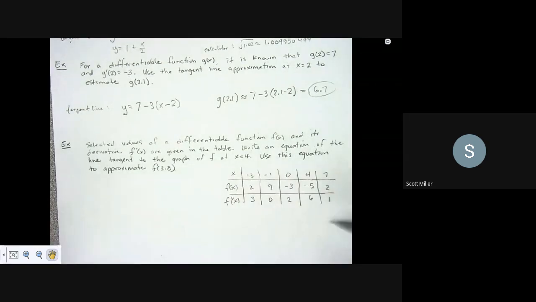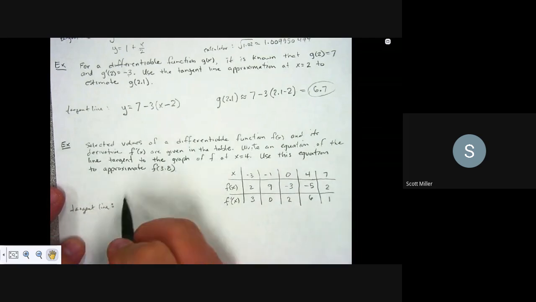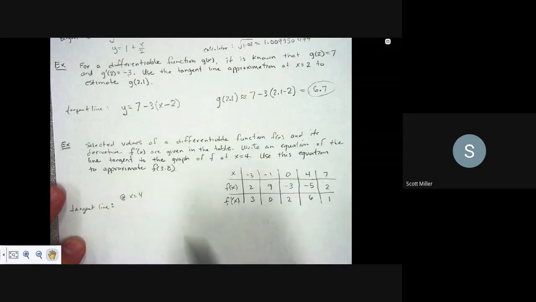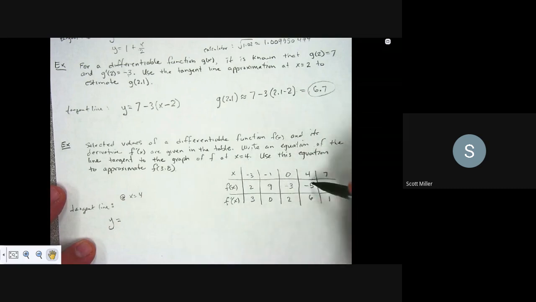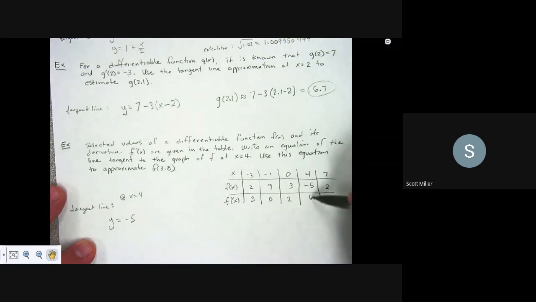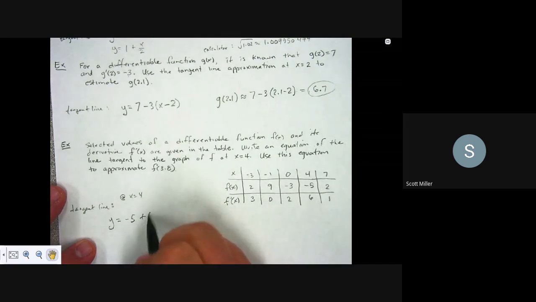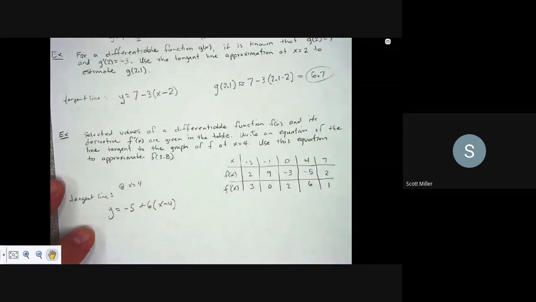So the first step is to find the tangent line. I need a point and a slope at x equals 4. So at x equals 4, what do I have? What is the y value at 4? -5. What is the slope at 4? 6. And then x minus 4. This is my tangent line at that point.